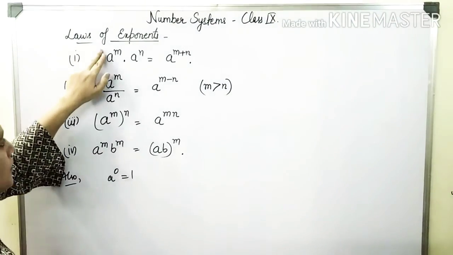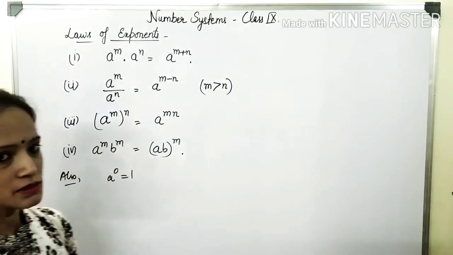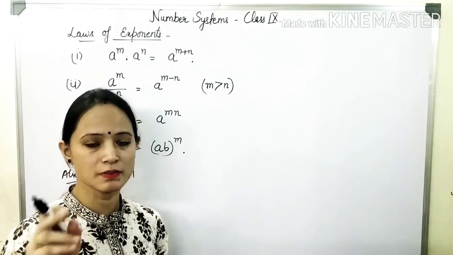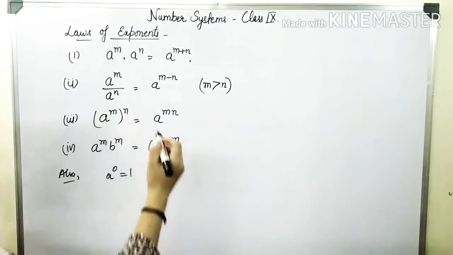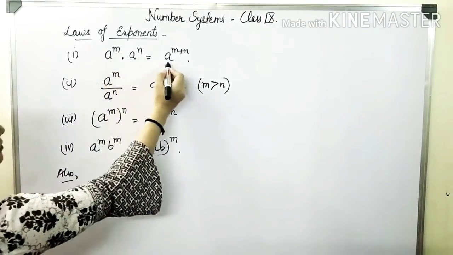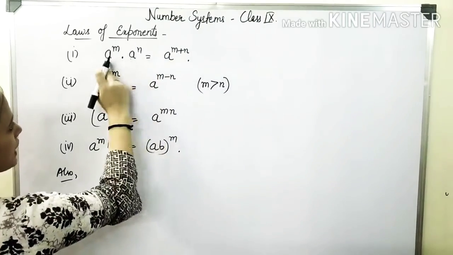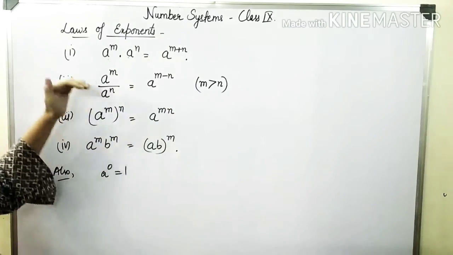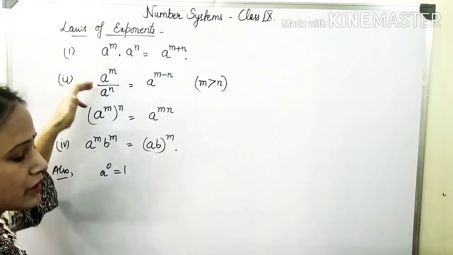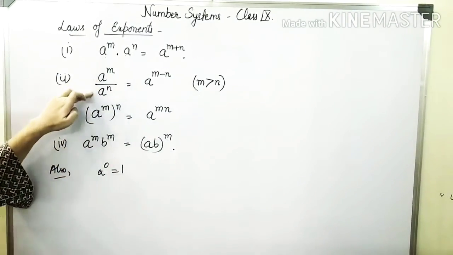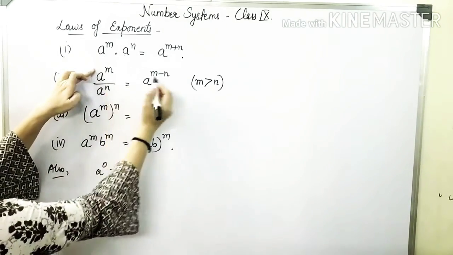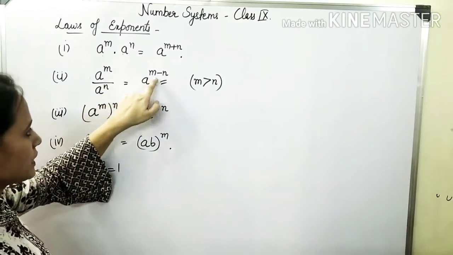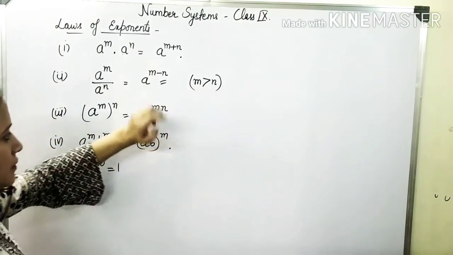The laws of exponents are: when we have two numbers with the same base but different exponents, different powers, and they are in multiplication, we can directly solve them by this law: a raised to the power m plus n. So here the exponents are getting added. When numbers with the same base are in division, their powers can be subtracted and they can be simplified in this form. And here m should be greater than n.